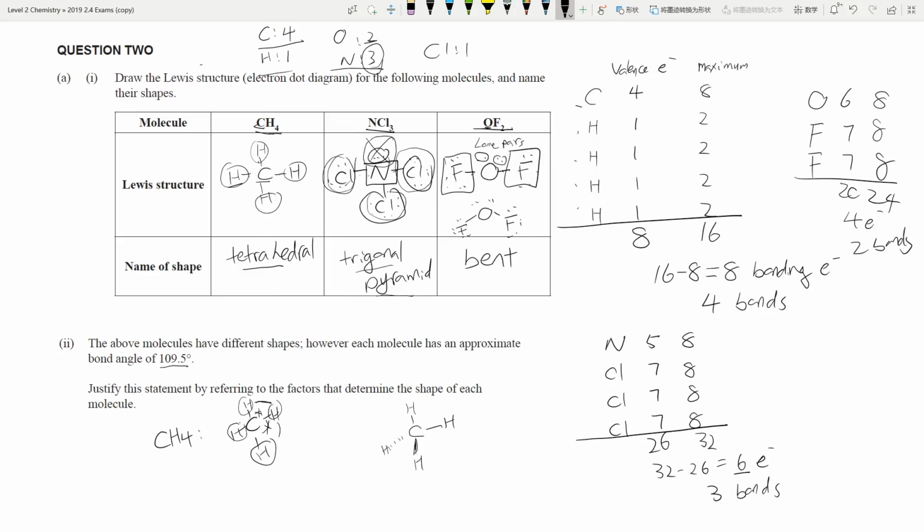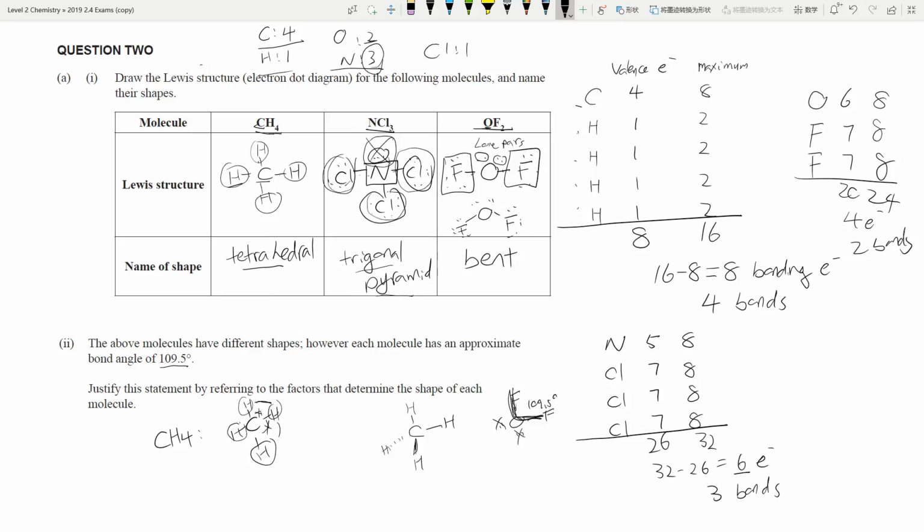Now imagine when you have OF2, it just means you have these electrons here that are coming out of the page and into the page, but you can't see them. If you can't see them, what do you see? You see a bent shape. So this is a bent shape of 109.5 degrees.